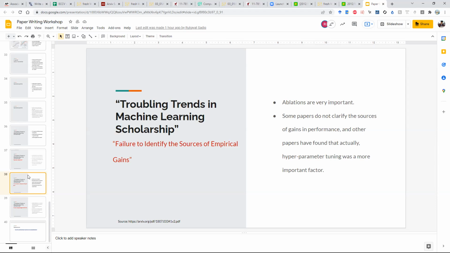So some papers do not clarify the sources of gains in performance, and follow-up papers have found that actually hyperparameter tuning was the more important factor. So paper B might report a 10-point gain over paper A. However, they find that 8 points of that 10 was from hyperparameter tuning and 2 points were from the actual method. Or in even worse examples, 12 points were from hyperparameter tuning and -2 points from the proposed modules. And you don't want to do this because later papers will find this and debunk your paper.